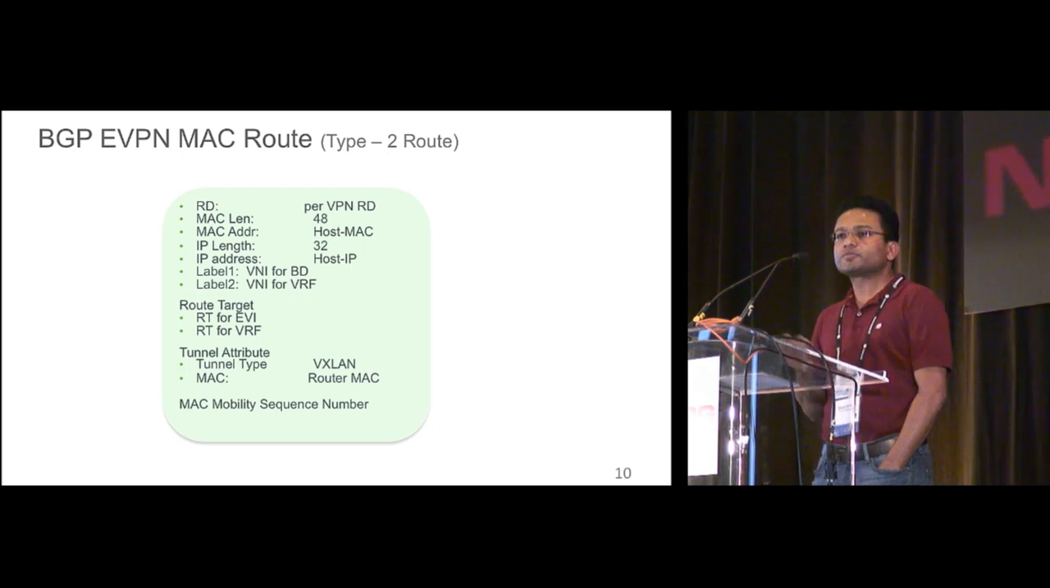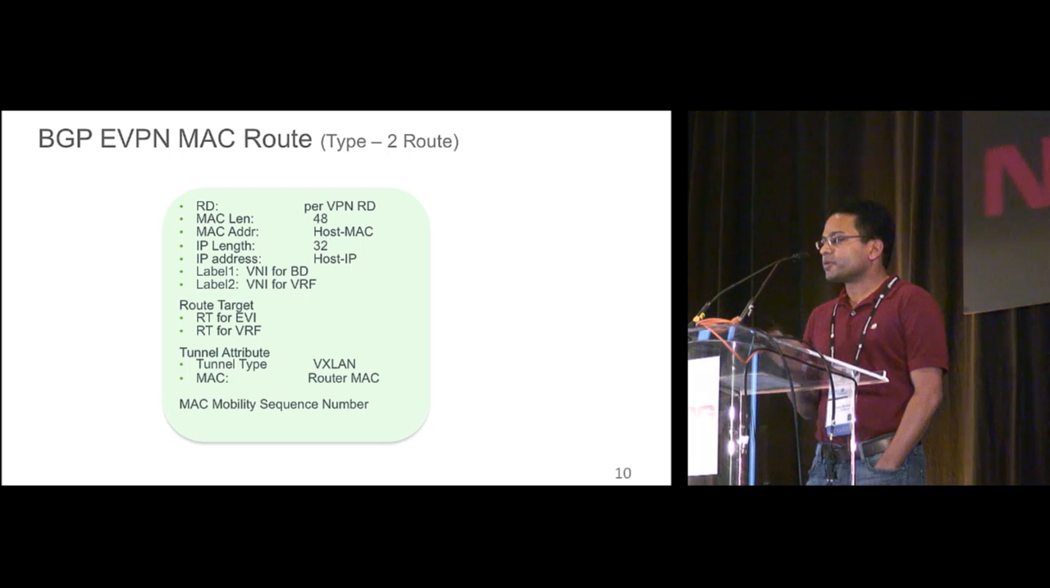Then the tunnel attributes. For this case, we are looking at VXLAN, but this tunnel type can be anything like NVGRE or MPLS over GRE. Any of the options are supported. And the tunnel attribute with MAC. This piece is very important because here we have specified it as router MAC. If it is router MAC, this particular field is important for integrated routing and bridging, IRB functionality. So if it is router MAC, it's routed, whereas if the MAC is pointing to host MAC, that means it's bridged.